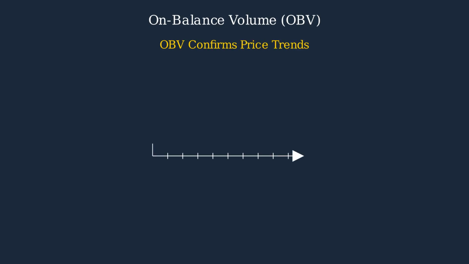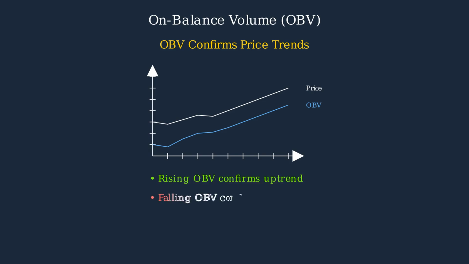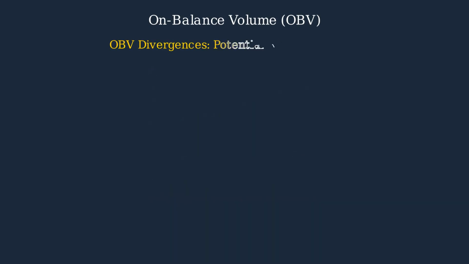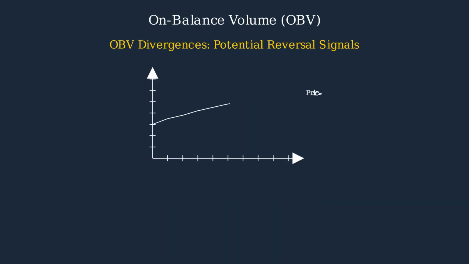OBV is used to confirm price trends. When both price and OBV are rising together, it confirms a strong uptrend with increasing buying pressure. When OBV rises, it shows accumulation or buying pressure. When OBV falls, it shows distribution or selling pressure. Divergences between OBV and price can signal potential market reversals. This is one of the most powerful ways to use this indicator.